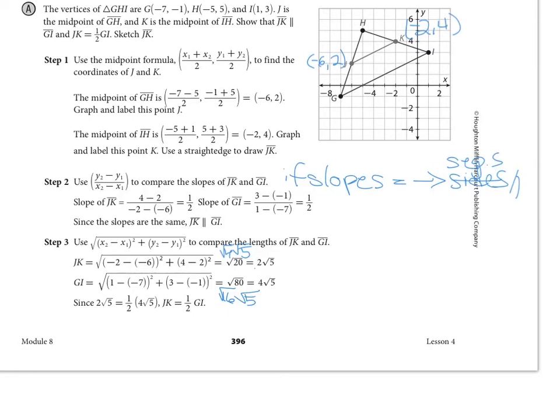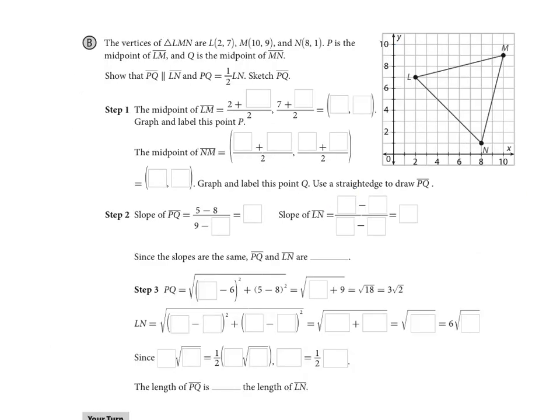And I hope you can see with these two values here, 2 radical 5 and 4 radical 5, that GI is twice as long, or JK is half as long as GI. That relationship kind of goes in both directions, but it is a 1 to 2 ratio for those sides. Okay? So on the next page, page 397, in part B, we're going to be doing the same process and filling in as we go here.